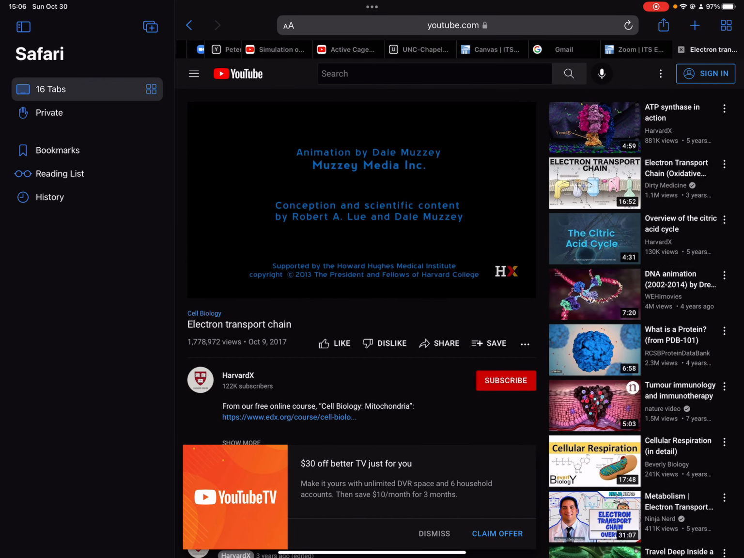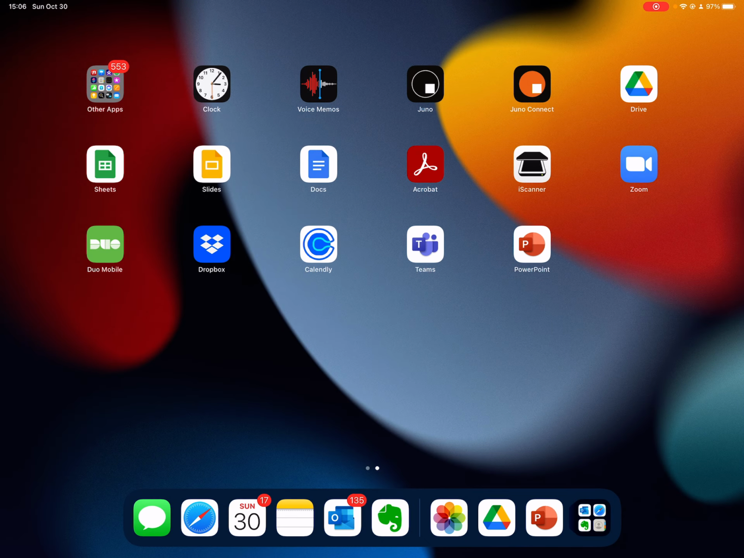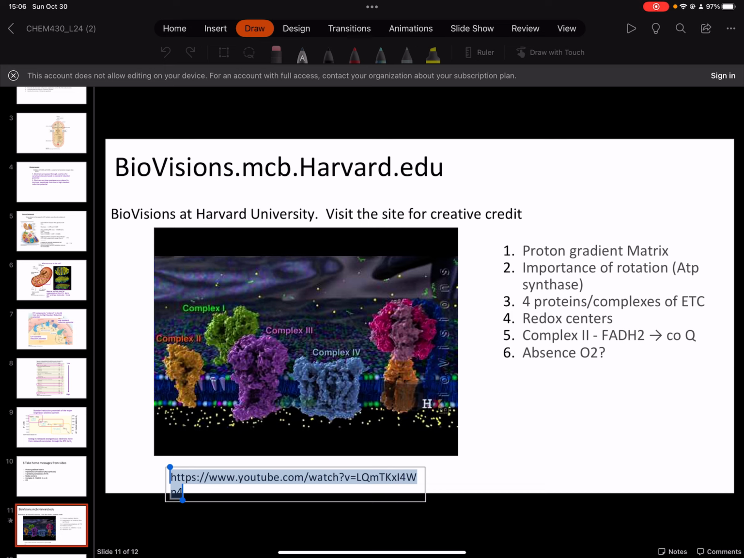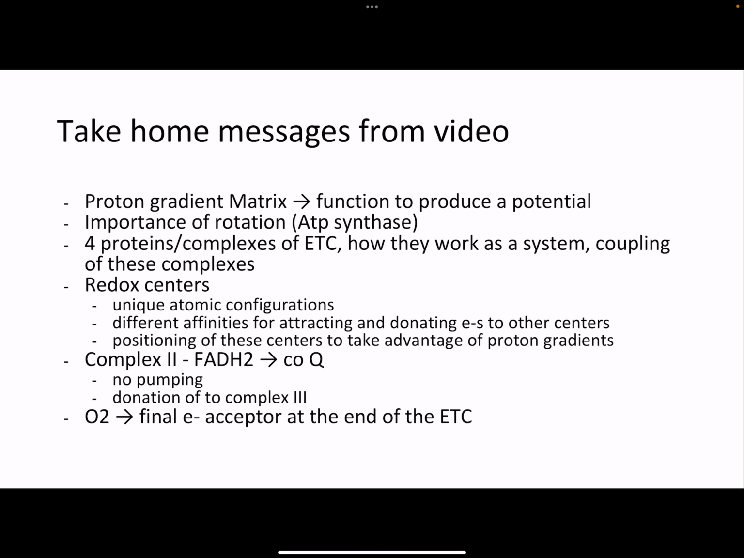Okay, so now I would like you to think about the questions that we've outlined here, and we're going to go over those together. So we have a proton gradient matrix. This functions to produce a potential, where we have protons as the most important part of this. This is establishing the rotation of an ATP synthase, which is incredibly important for making those ATP molecules.